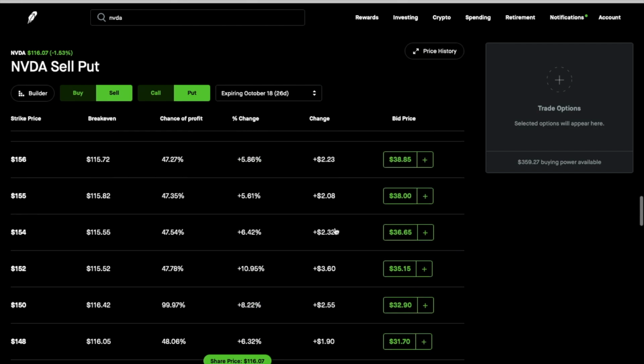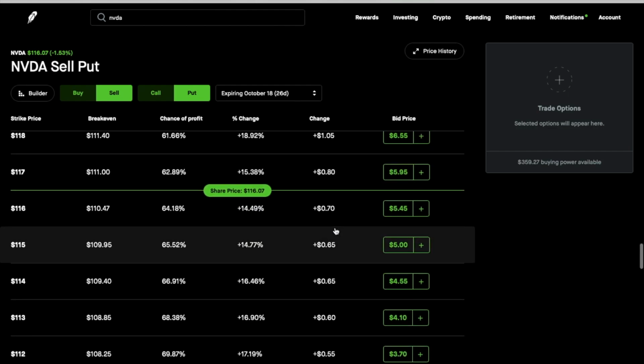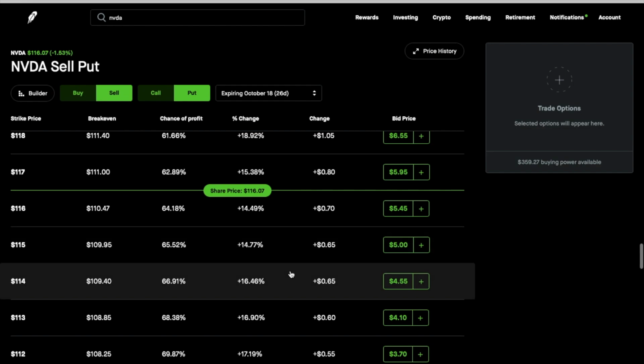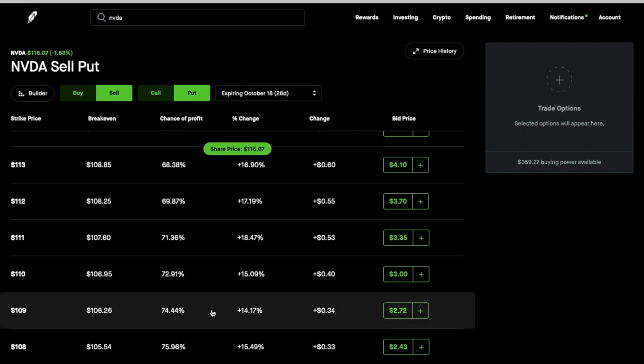So we go down here to the 116 price that it's at right now. I chose the 109 strike price, and right now that's paying about $2.72, and it's about a 74% chance of profit. So that's kind of where I'm picking.